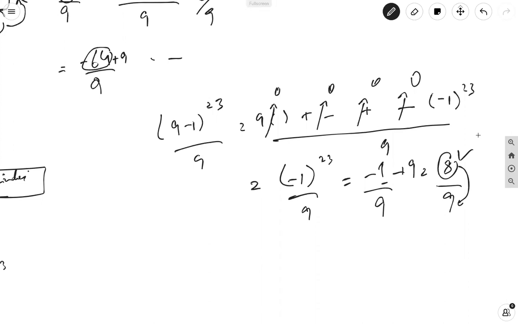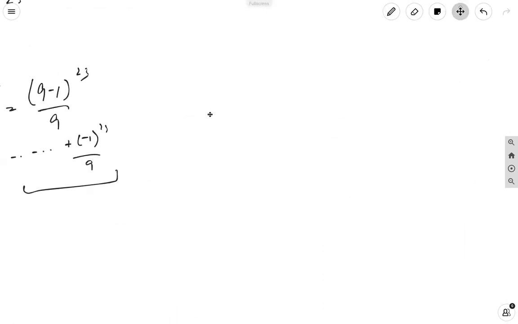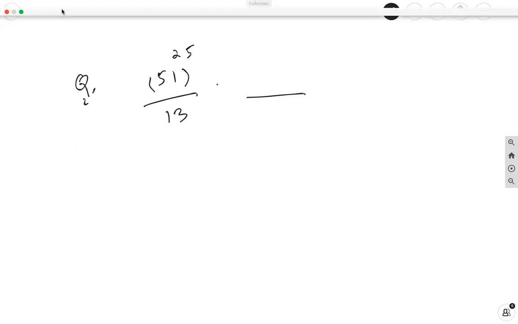Got the point? Okay, so quickly one more question for this. The question is, what is the remainder when 51 power 25 is divided by 13? You have just 1 minute to solve this question.